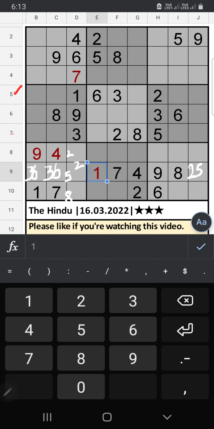Fifth row and 7th row, we have 2. So 2 can't come in these cells. Then 2 is confirmed here.